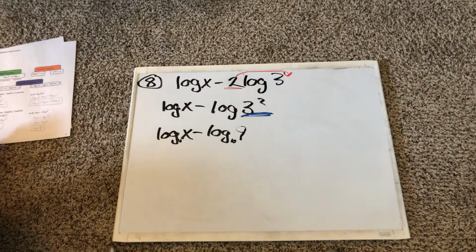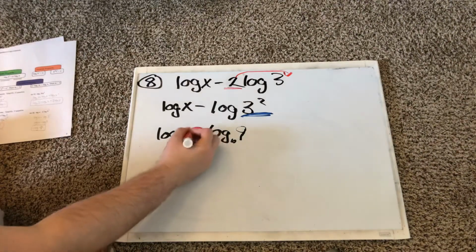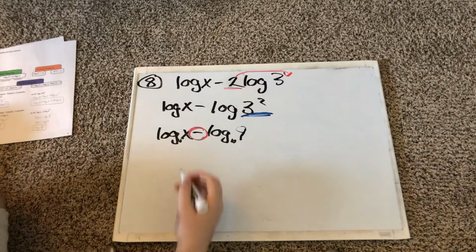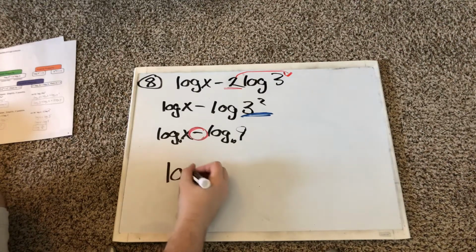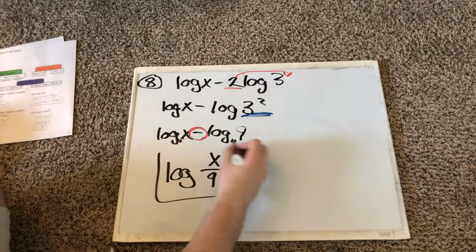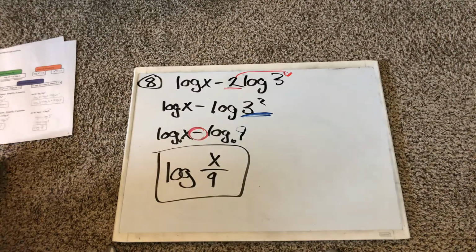Okay. Next thing, we look and see, hey, I got subtraction. This means quotient property. Subtraction and division go together. And because this x is first, that means that goes on top. So I have log of x over 9. And that is as much as you can simplify it.